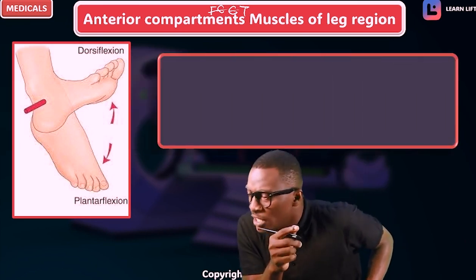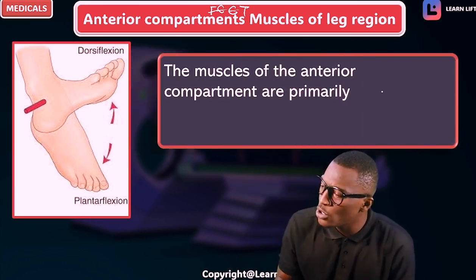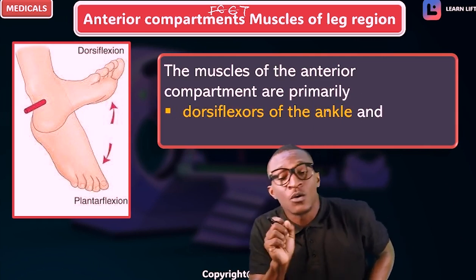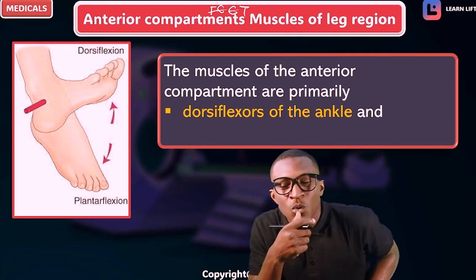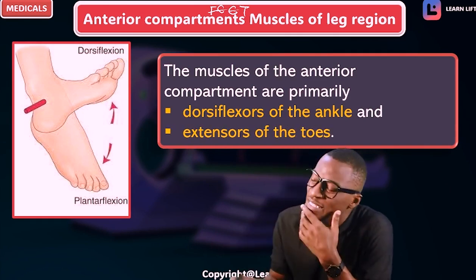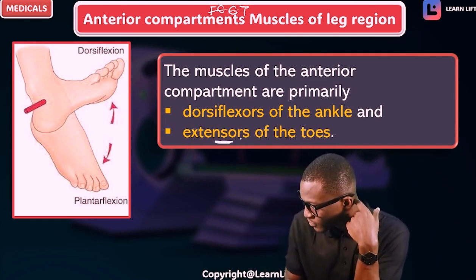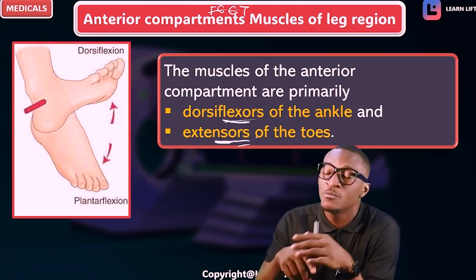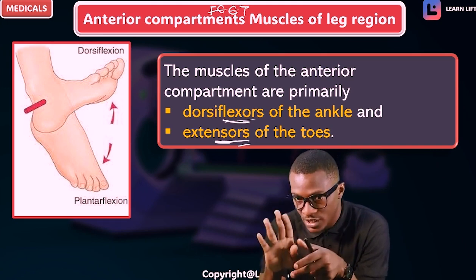We're going to talk about that. Look at it. Take note that most of the anterior compartment muscles are primarily for what? For dorsiflexion of the ankle. They help to dorsiflex the ankle and they help to what? They are extensors of the toe. Number one, they are dorsiflexors of the ankle and extensors of the toe. Extend means to increase the angle. They have to raise the toe.